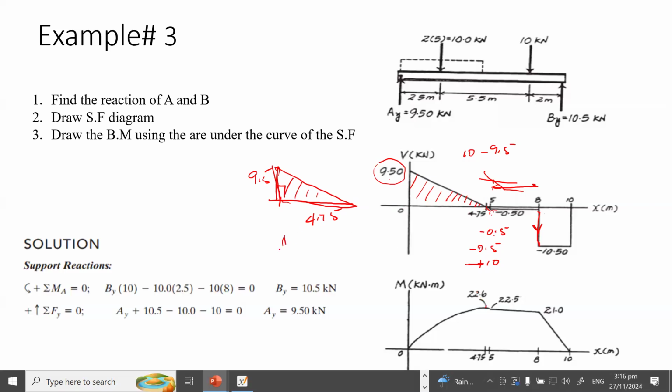So this would give you the bending moment. This would be half times 9.5 times 4.75. So that'll give you 22.6. You can check that: 4.75 times 9.5 times a half gives you 22.6. So you have 22.6 right here.